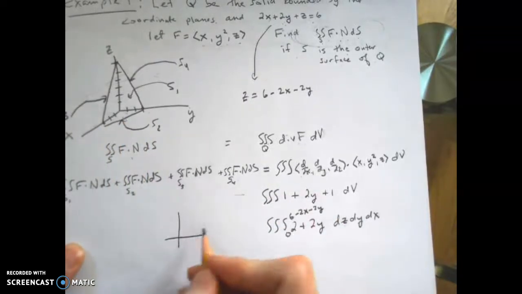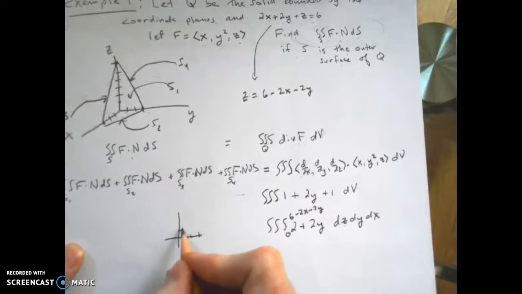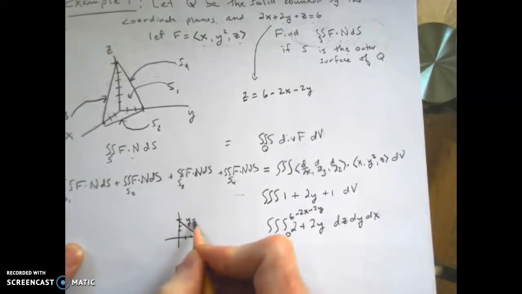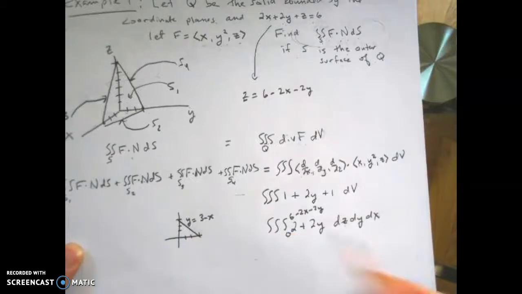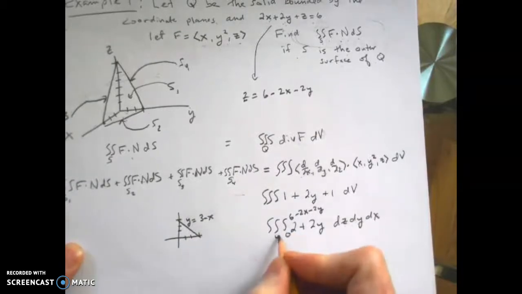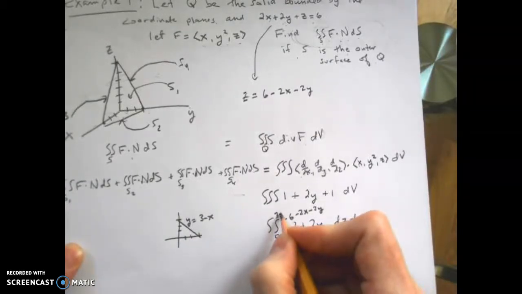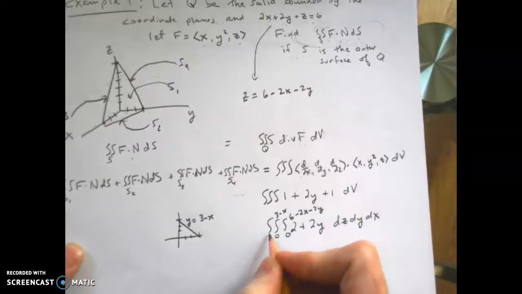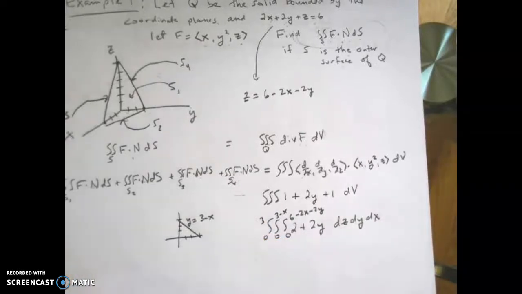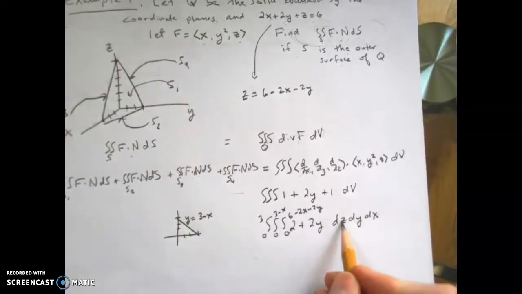On the xy plane, the x-intercept is 3, the y-intercept is 3. So this thing we could call y equals 3 minus x. So y will go from 0 to 3 minus x, and x will go from 0 to 3. Let's take the antiderivative with respect to z.